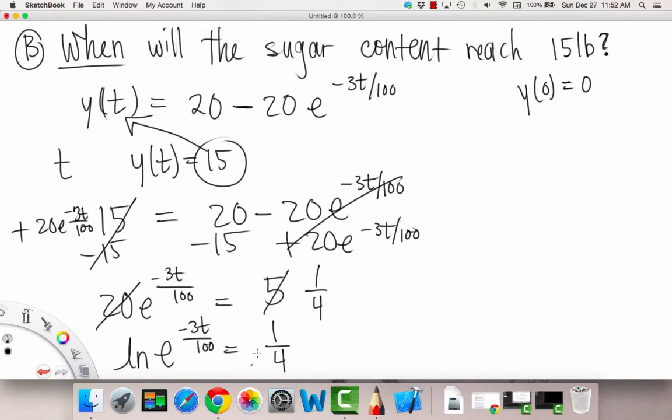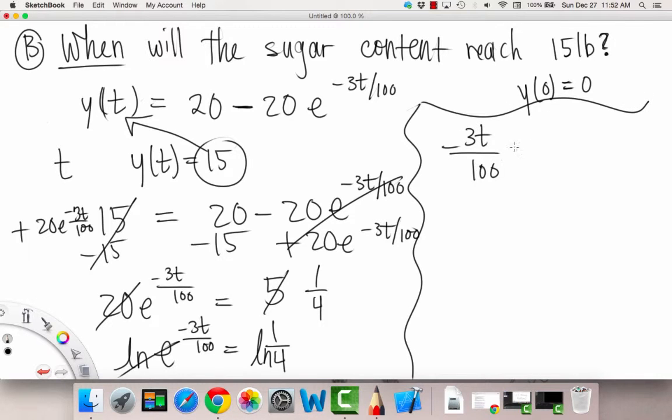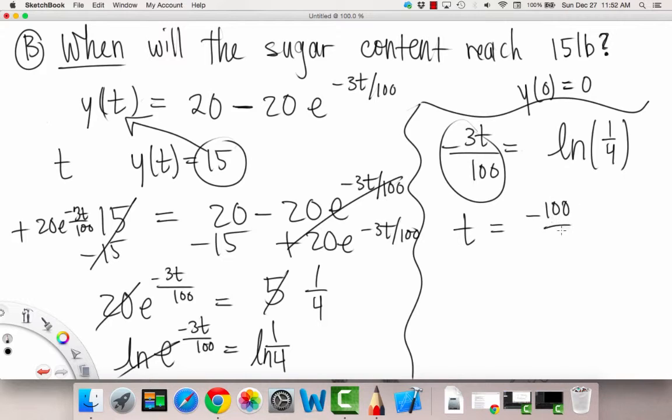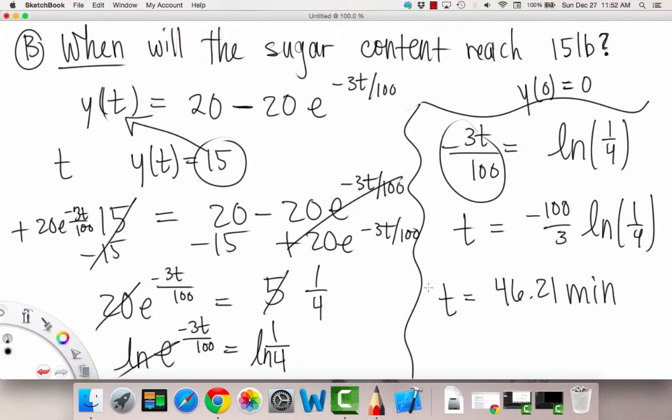So we're just going to ln both sides, cancel out that e, okay? So now we have negative 3t over 100 on the left side, and on the right side, we just have ln of 1 over 4. Okay? So now that we have that, all we're going to do is multiply by the reciprocal of that fraction. So t is then going to be equal to negative 100 over 3 times ln of 1 over 4. And if you plug this into a calculator, we get that t is equal to about 46.21 minutes. Okay, so that's about how long it will take for our sugar content in the tank to reach 15 pounds.